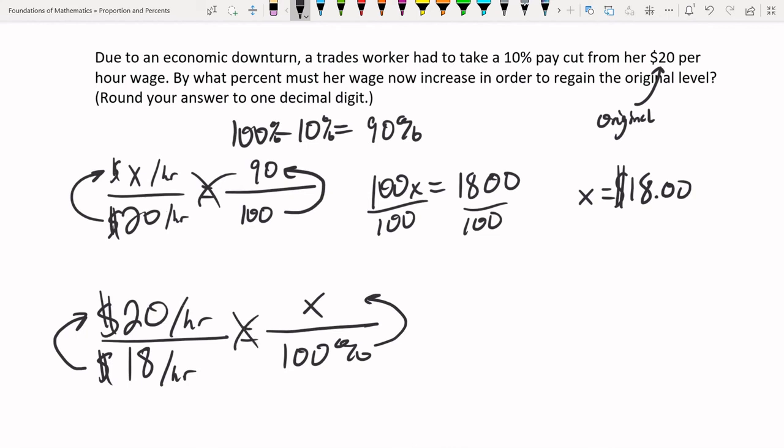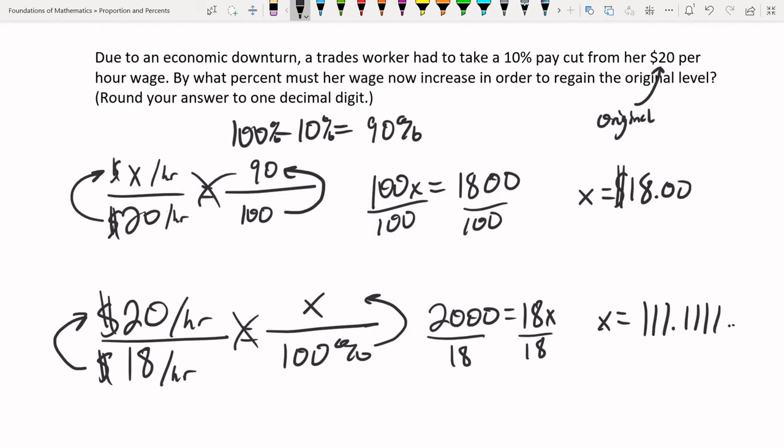So cross multiply and divide. 20 times 100 is 2000 equals 18x. Divide by 18. And we get 111.1111, and it continues on. You can just do 111.11.